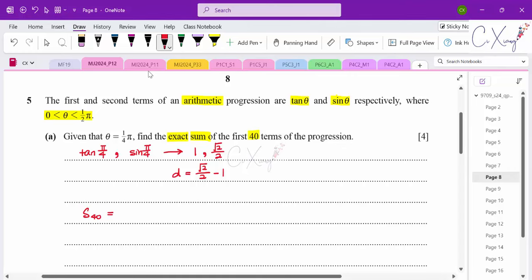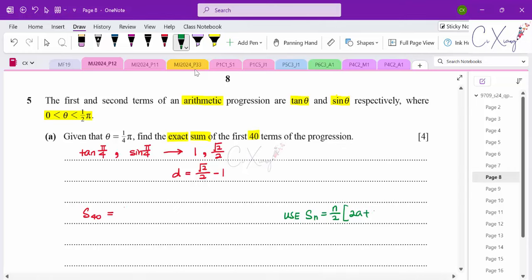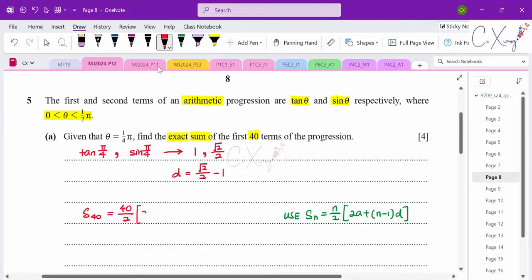For the sum of the first 40 terms, you have the formula. Just recall it; if in case you forget the formula, it is provided in the formula booklet. So we have n over 2 times 2a plus n minus 1 times d. In this case n is 40, a is 1, then plus n minus 1, which now becomes 39, and d is square root 2 over 2 minus 1.